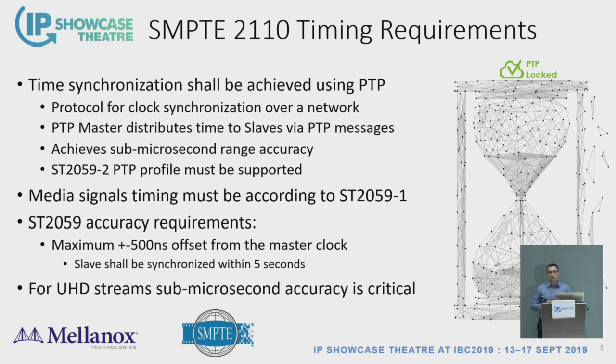SMPTE-2059 is the protocol which is a glue between PTP and SMPTE-2110. It defines the PTP profile that must be supported, which is 2059-2. It defines the epoch time. It defines the media signals generation timing, which must be based on PTP. So in order for a 2110 transmitter to generate media signals to send, for example, video packets, at the right time, it must use a local clock which is synchronized to a PTP grandmaster.